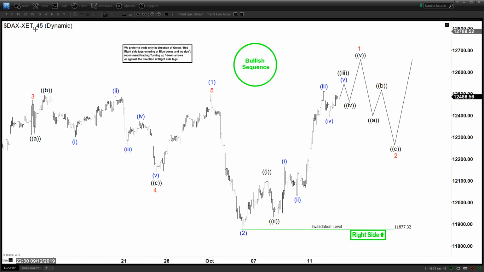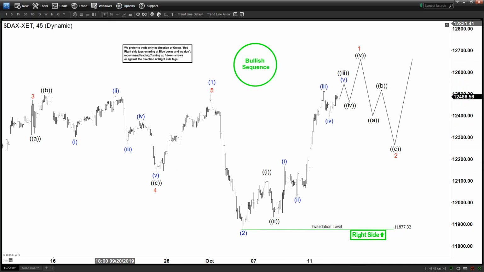GMT. Today we will be looking at the chart of the DAX, the German index. So right here, we got a bullish sequence stamp. Also, the right side is green. Again, they both suggest that the right side is higher and we favor more upside, despite a pullback expected, right?